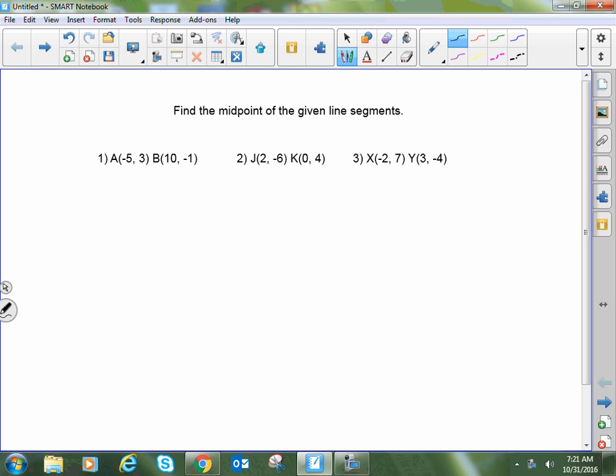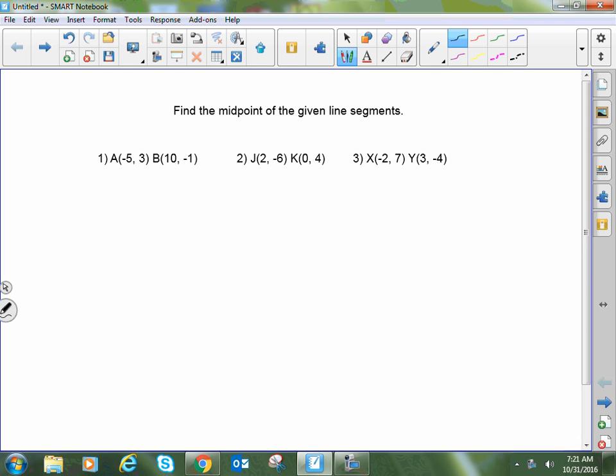Essentially what that was telling you, the formula that we worked out, is that we take the average of the x-coordinates of the 2 endpoints and the average of the y-coordinates of the 2 endpoints, and we wound up with the midpoint formula. So here's just a few examples of things that we're going to be doing with the midpoint formula.